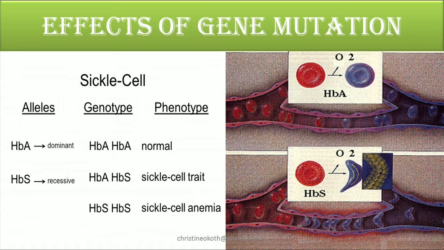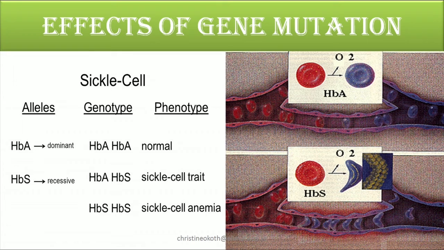These are the alleles, genotypes and phenotypes that are possible for a person who has sickle cell anemia. We have the dominant allele, which is responsible for the dominant gene. So we have the genotype HBA and HBA, which shows that this person, in phenotype, is a normal person. Then we have the recessive, HBS, which is responsible for the defective red blood cell.